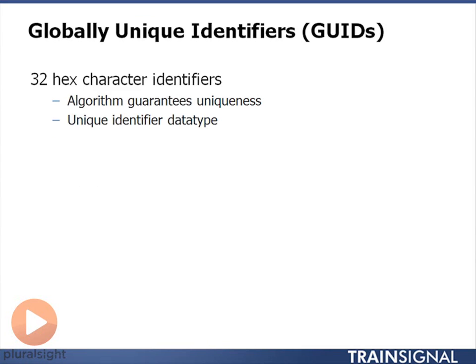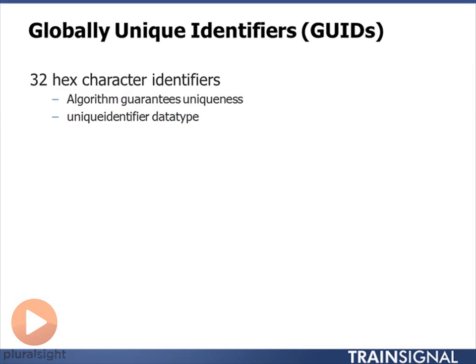The last data type that we want to take a look at is what's known as a globally unique identifier, or very commonly referred to as a GUID. Now, a GUID is a huge honkin' hex value. Yes, that is in fact the technical phrase for it. And it consists of 32 hexadecimal characters.